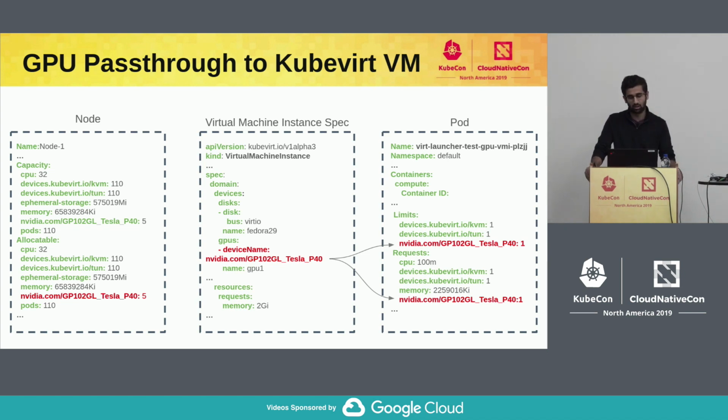Once you have that, you can schedule a virtual machine instance which is requesting a GPU. And it will get scheduled, the KubeVirt scheduler would schedule it on the node which has these GPU devices. So the request for the GPU on the virtual machine instance gets translated into a limit and request for the resources on the Virt launcher pod, and that Virt launcher pod is scheduled on the node, and then the VM gets created.